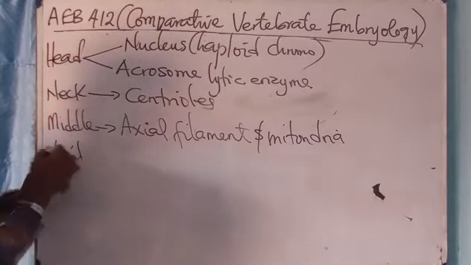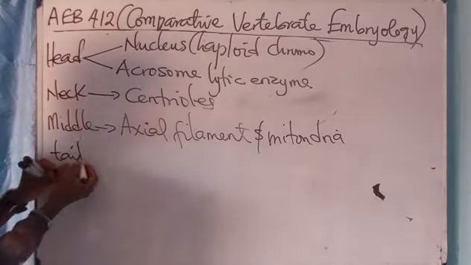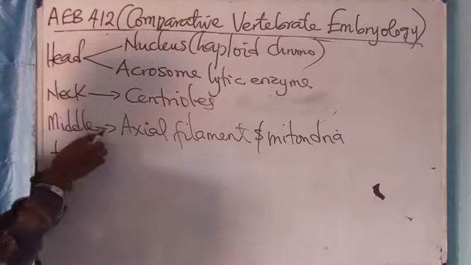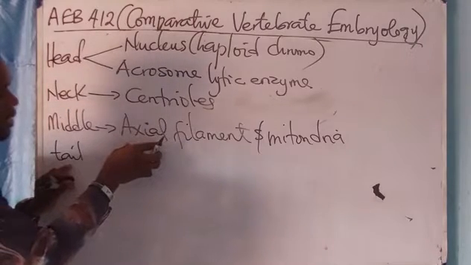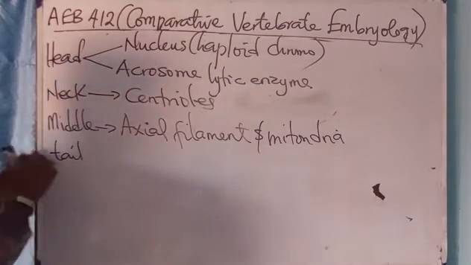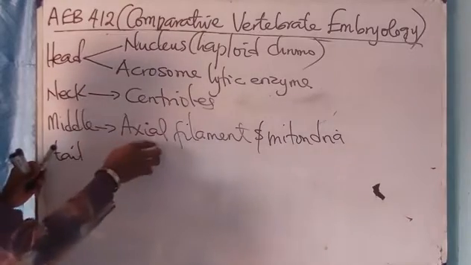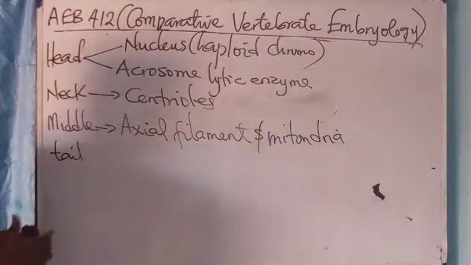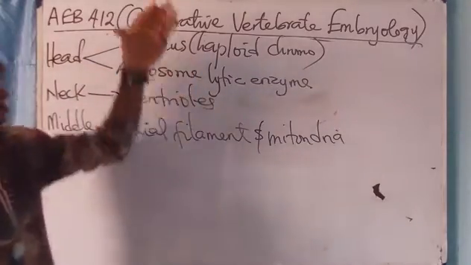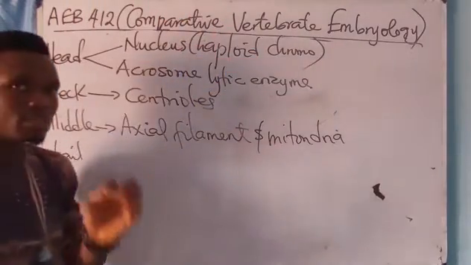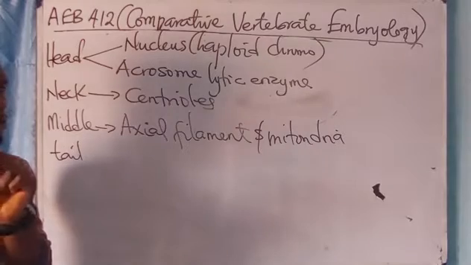Now the tail is long. I said the first division of the tail is called what? The middle piece. And this middle piece has the axial filament and what? The mitochondria. Now, looking at the sperm, the axial filament runs down the full length of the sperm. The axial filament is found from the neck down to the tail, except the tail piece.